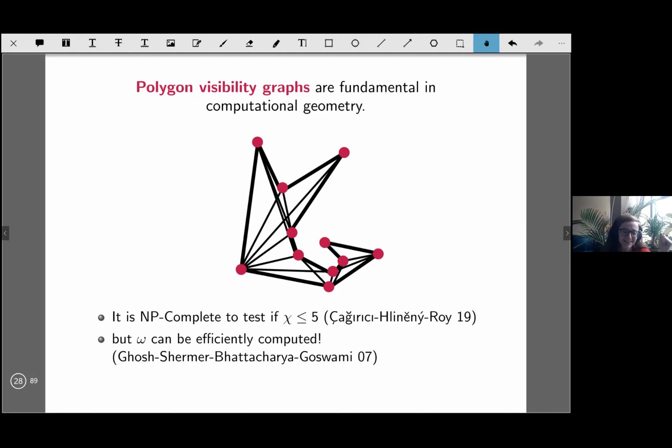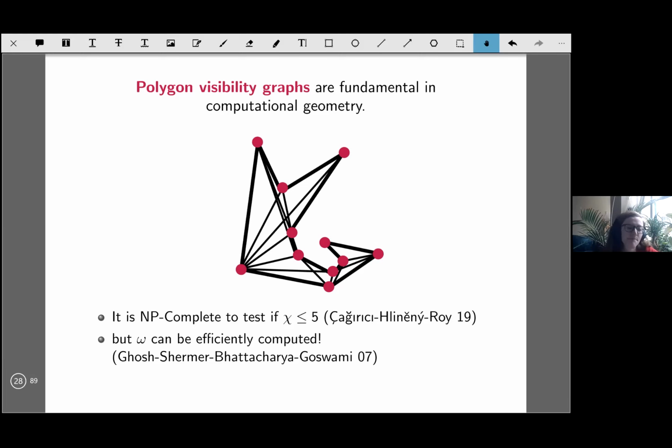But yet, the clique number can be computed efficiently. And so if you see this, this is really tempting because our result gives you these upper and lower bounds on the chromatic number in terms of the clique number, and the clique number can be efficiently computed. So we'd like to use this to get an approximation algorithm for the chromatic number.